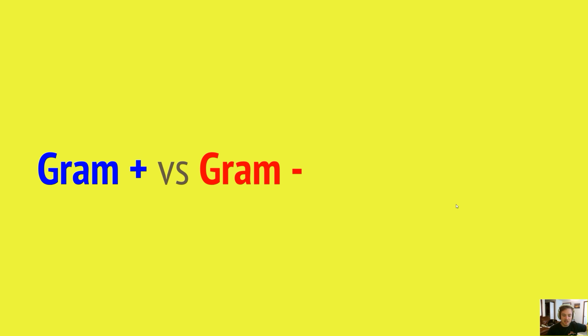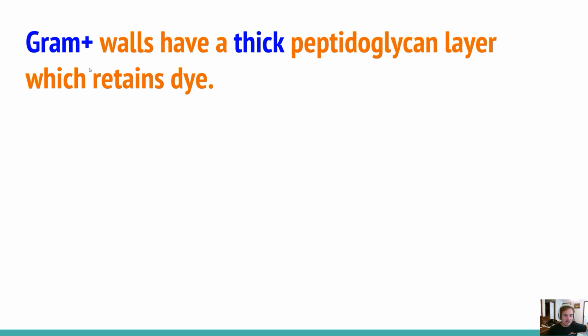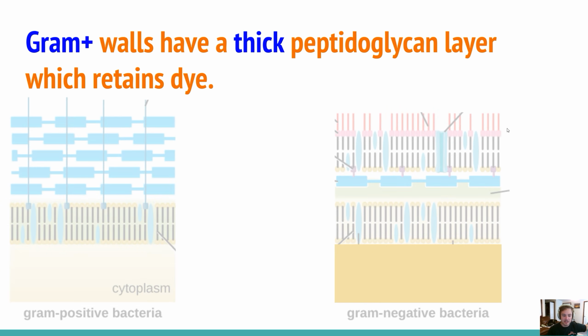This is describing the cell wall, or a common way to describe the cell wall of different bacteria based on a test that you'll learn in lab. So gram-positive walls have a thick peptidoglycan layer which will retain the dye and end up looking blue or purplish. So gram-positive, blue, thick peptidoglycan.